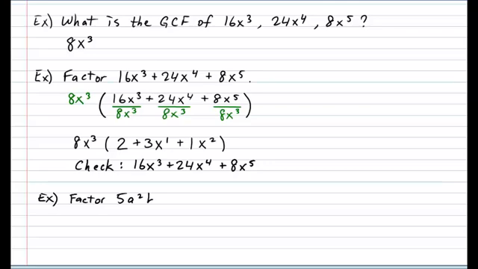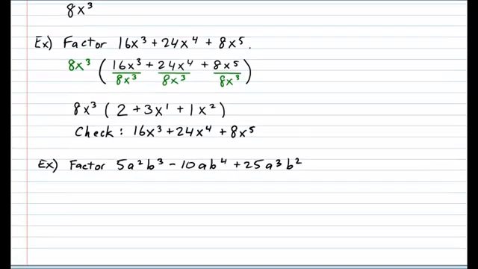5a squared b cubed minus 10ab to the 4 plus 25a cubed b squared. Alright, first things first.